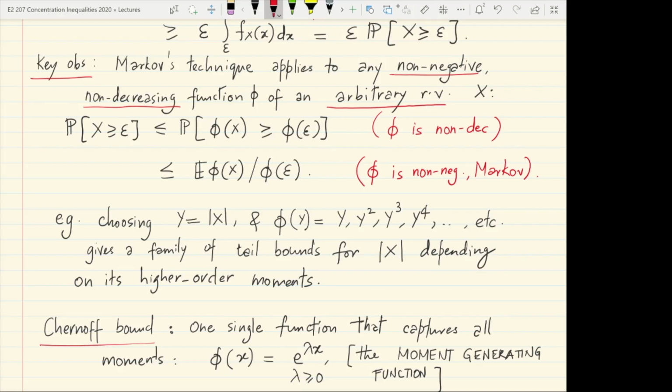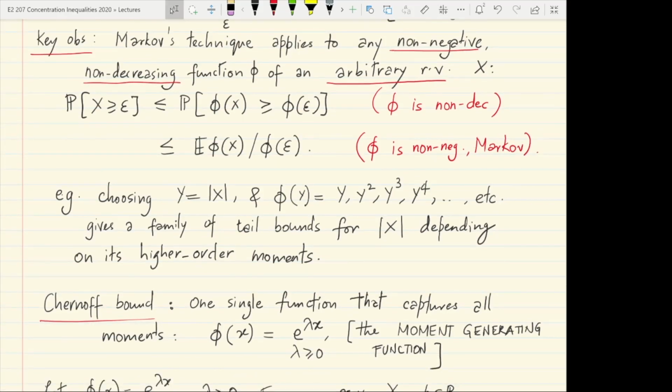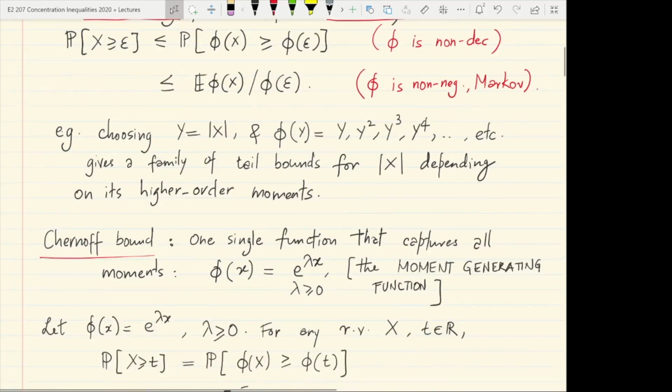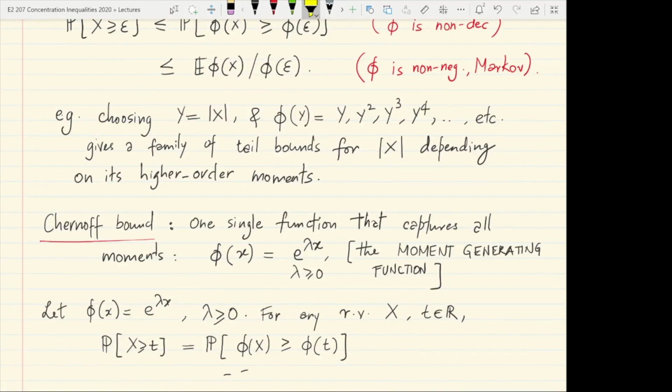So you can get an entire collection of inequalities for the same event, which is the probability of X exceeding epsilon. One could presumably think of trying to find the tightest such inequality, and this is where the Chernoff bound comes in handy. One way to think about the Chernoff bound is that it basically does this whole family of inequalities depending on different moments by taking a single function that captures all the moments.